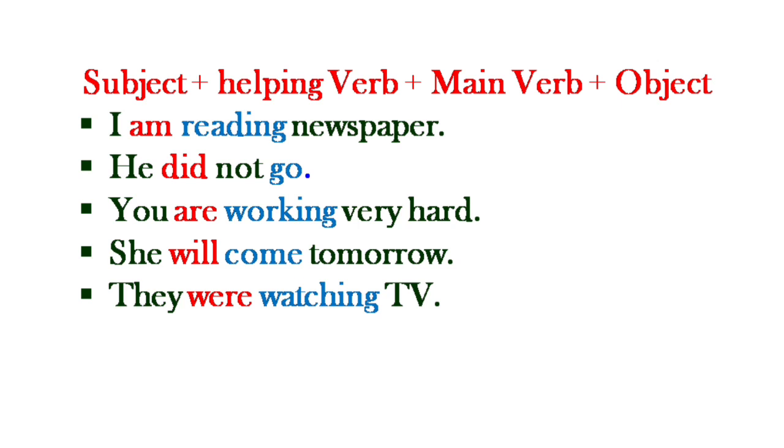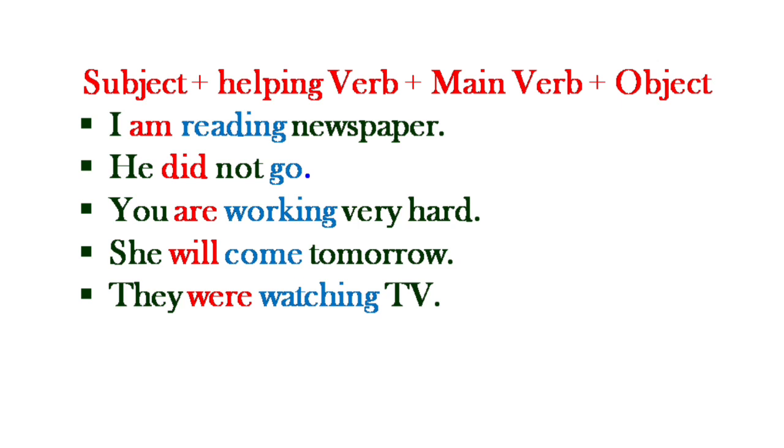Then here is one more type of structure: subject, helping verb, main verb and object. Here subject, helping verb, main verb and an object. I am reading newspaper. He did not go. You are working very hard. She will come tomorrow. They are watching TV. Like this we can construct many more. Okay, I'll tell you more examples for this.